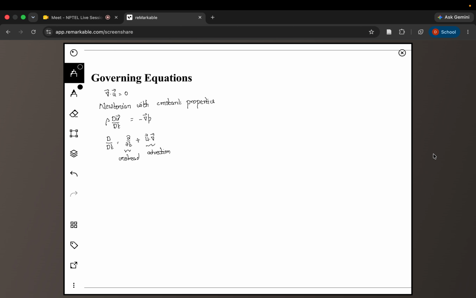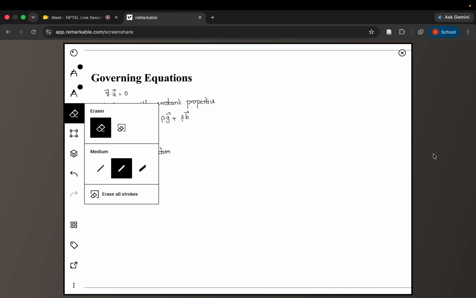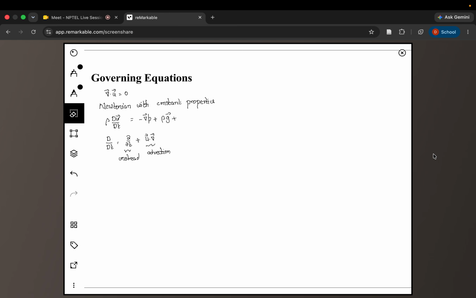And then we have the body forces, which is essentially the gravitational force or any other body forces you might have. So rho times B bar. I'll just write rho G bar for now. And then we have the terms coming from viscous dissipation. So that will be constant properties, so I'll just write it as mu times del square of u bar. Depending on the coordinate system you use, you can expand this vector or the operators, and then you will get the terms accordingly.